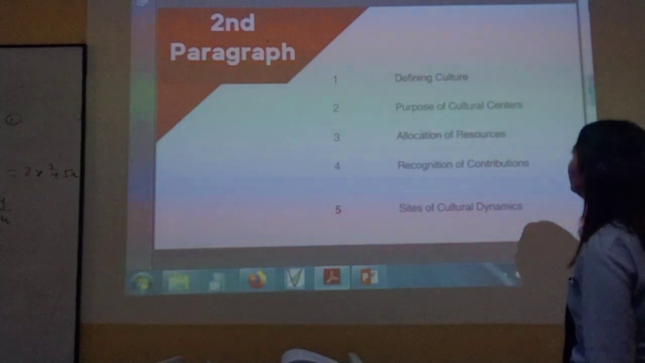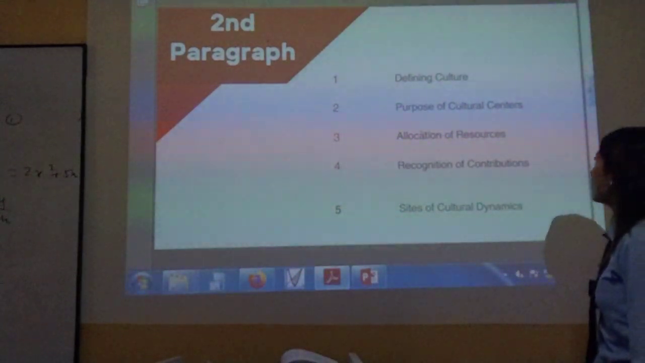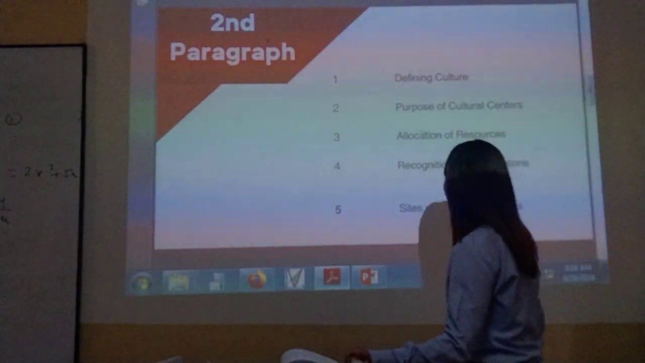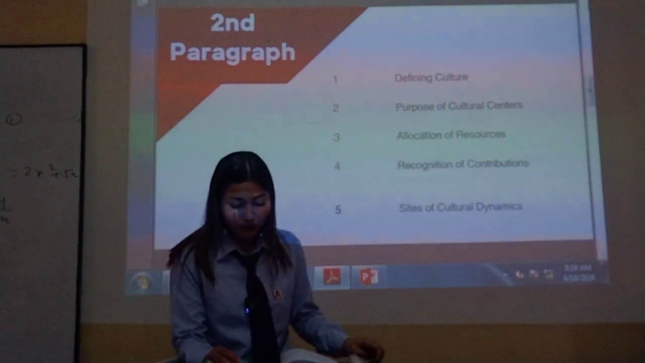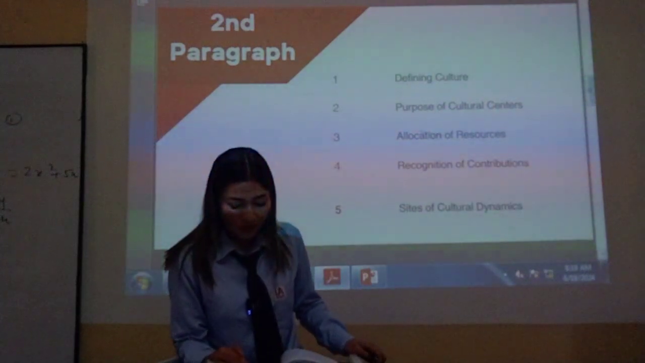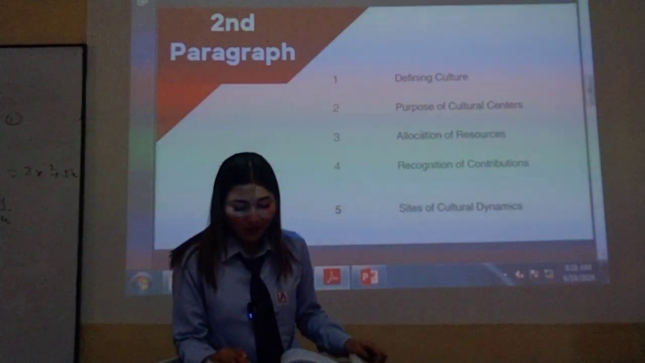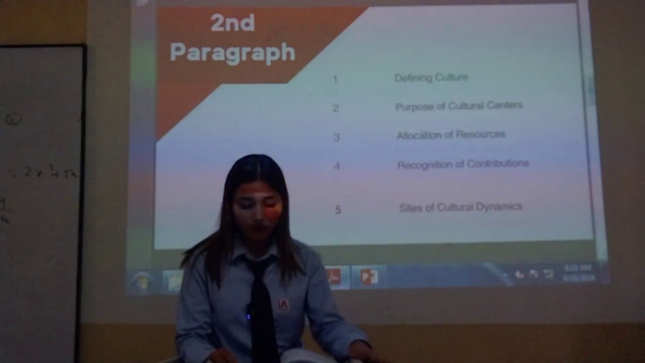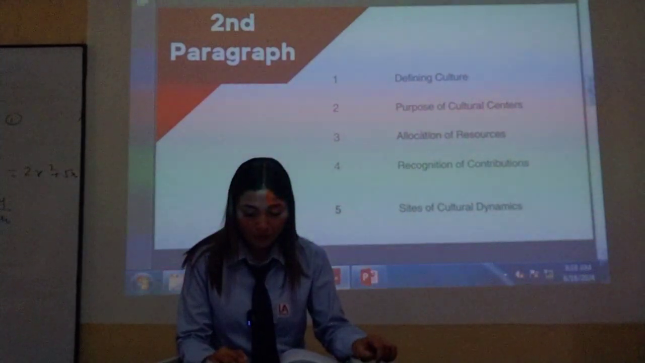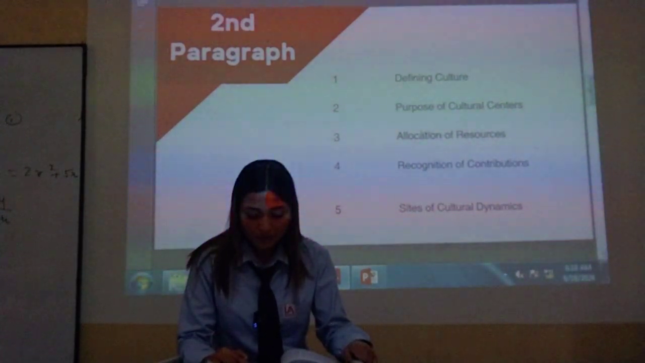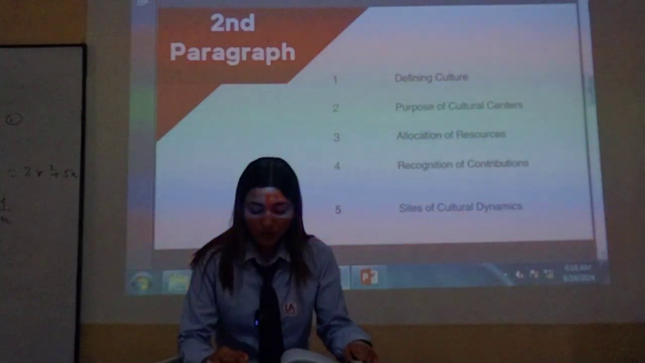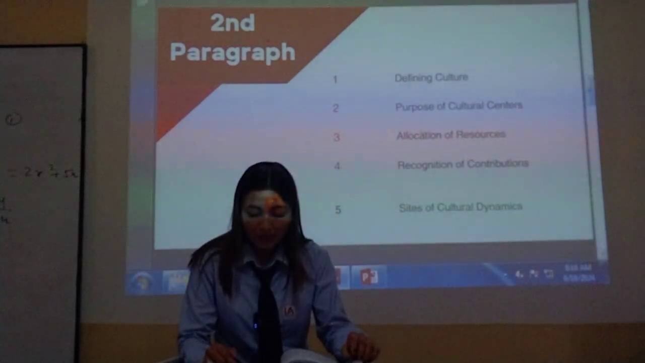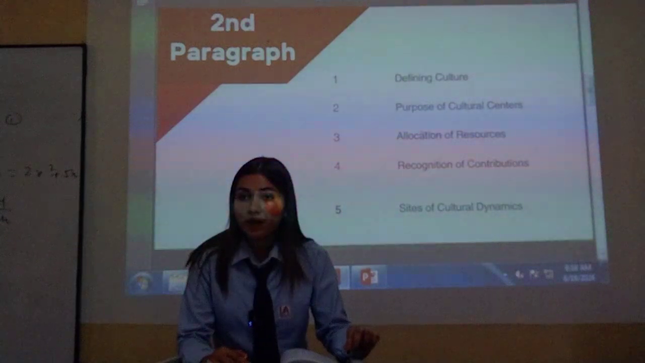This describes defining culture, purpose of culture centers, allocation of resources, recognition of contributions, and sites of cultural dynamics. So defining culture. This means understanding culture as ideology and politics can help explain why different groups maintain cultural centers and programs. Purpose of cultural centers. Such centers are maintained for identity reinforcement and community empowerment.